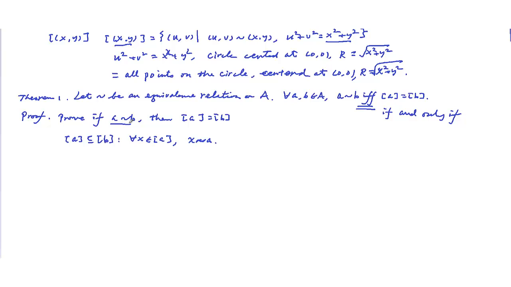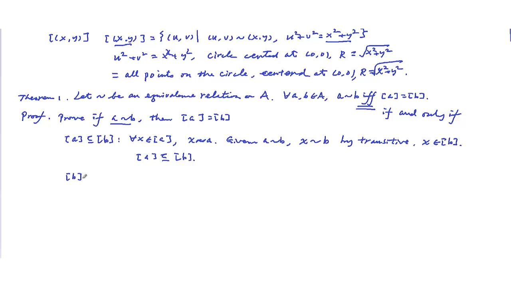Now, because we are given that a is related to b, and x is related to a, then by transitivity x is related to b as well. So x is related to b, that means x is in class b. So now we have proved that for each element in class a, it is also an element in class b. Therefore, class a is a subset of class b.